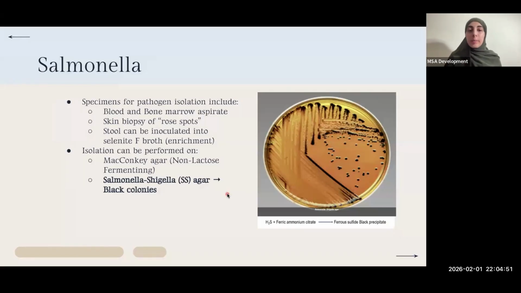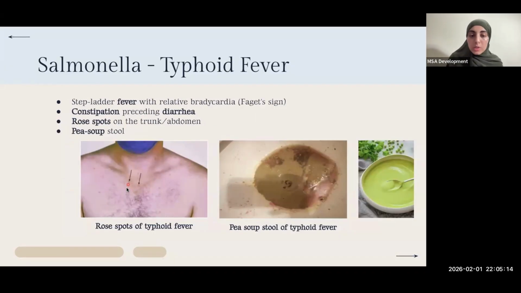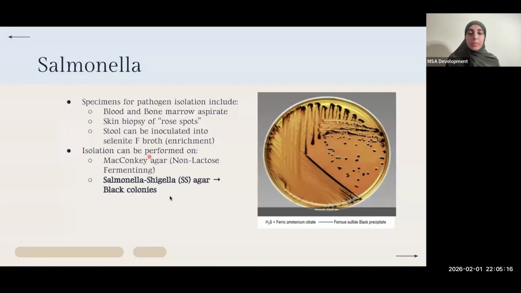Now, how do you isolate Salmonella? You get specimen from where? You can get it from stool, you can get it from blood, bone marrow, because remember, the bacteria is going into the blood, it's going into the liver, the spleen, the bone marrow, all the reticuloendothelial system. So you can get samples from any of that. Stool, blood, bone marrow. You can also get a skin biopsy from the rose spots. These spots, you can get a biopsy from them.